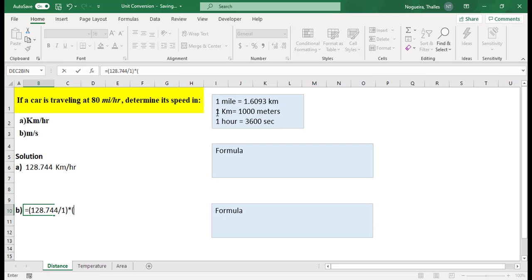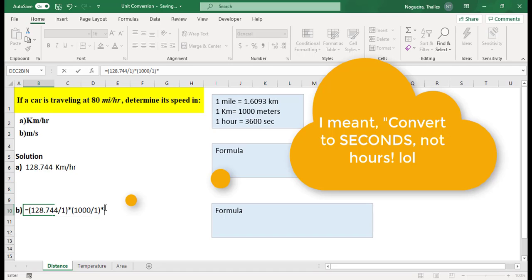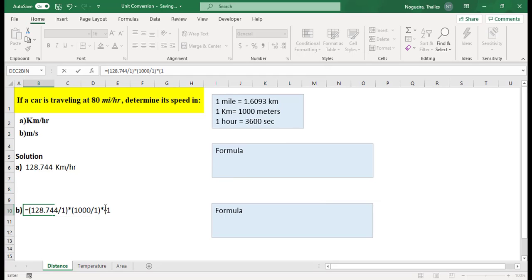So we need to know that 1 kilometer is equal to 1,000 meters. That means we need to multiply first by 1,000 over 1, which means 1 kilometer for each 1,000 meters. And then we can convert to hours. Now we have 1 hour for each 3,600 seconds. And that should be our answer.